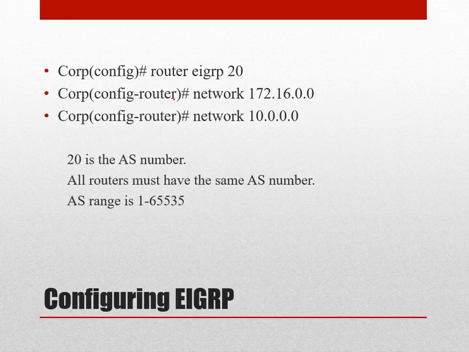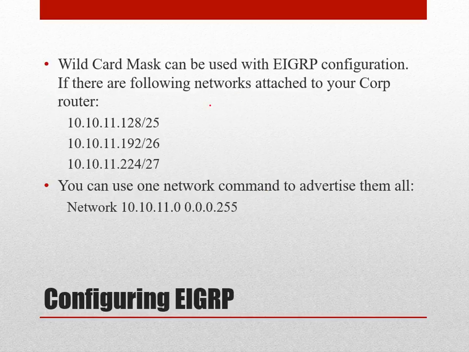The configurations, and again, router EIGRP 20 network, same thing that I had earlier. I got some of these slides in here. 20 is the autonomous system number. Must have the same autonomous system number or they won't talk to each other. If you wanted to have two autonomous systems, and you could do that, they would need different autonomous system numbers. Then the 20s would talk to the 20s and the 30s would talk to the 30s.